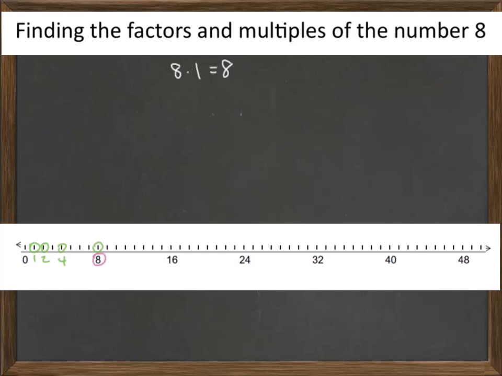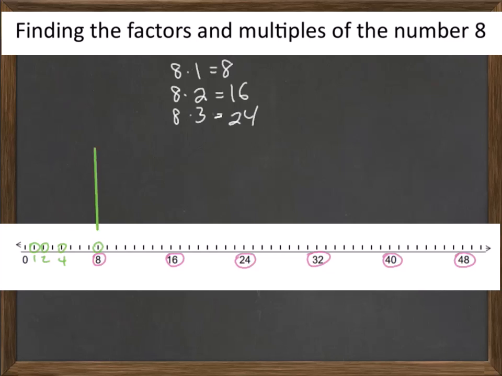Well, the second multiple of 8 is going to be 8 times 2, which is 16. The third multiple of 8 is going to be 8 times 3, which is 24. You might notice that I have conveniently labeled or numbered my number line by 8s, the multiples of 8. Okay, so let's look at this chart and analyze what we see here.